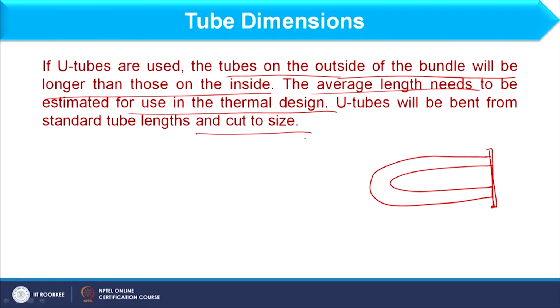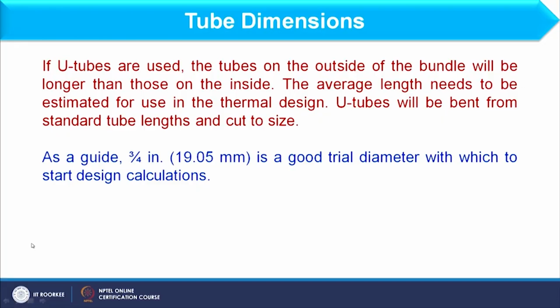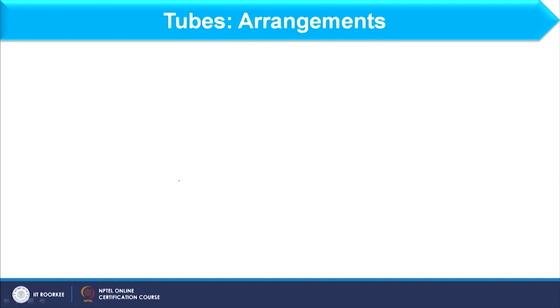If I say that U tube is of particular length, it means that length is of average pipe, okay, or this is basically the average length of the U tube, and in the complete bundle less length tube and large length tube then the average will be available, right. So, as a guide, 3 by 4 inches, that is 19.05 mm is a good trial diameter with which we can start the design calculations. So, which we have already discussed that it will fall in 3 by 4 inches. So, that you can choose as a starting value.